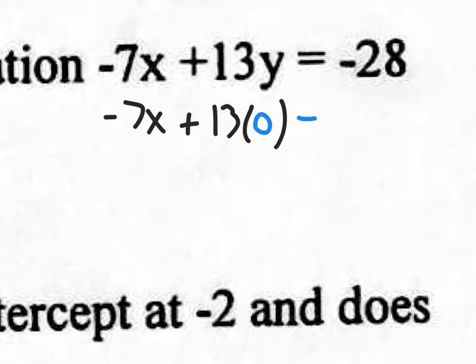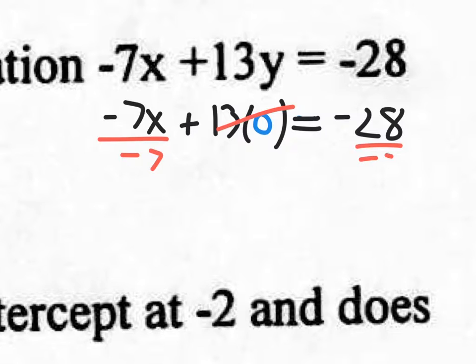13 times 0 equals negative 28. So the 13 times 0 cancels out. So you really just have negative 7x equals negative 28. At that point, just divide by negative 7. Divide by negative 7. You'll have x equals positive 4.